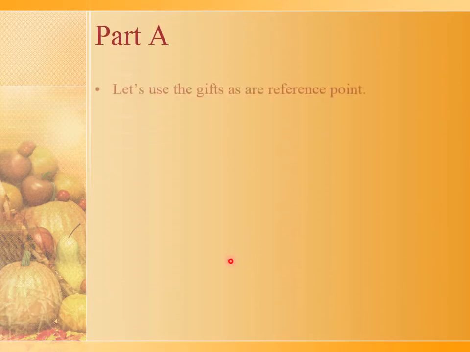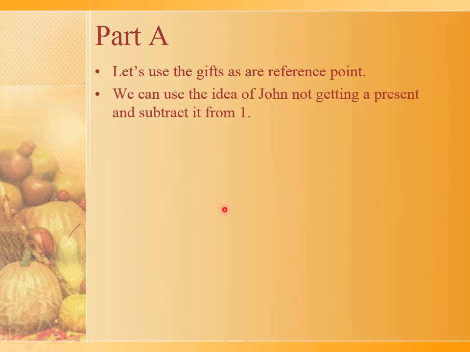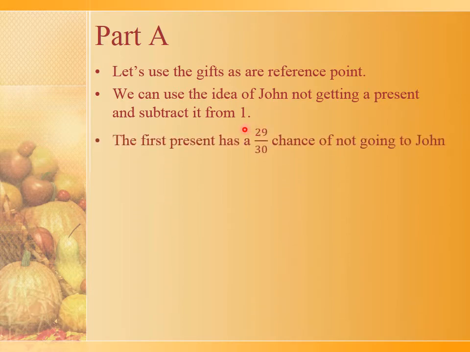So, part A. Let's use gifts as a reference point. We can use the idea of John not getting a present and subtract it from 1, because the probability of John not getting a present plus the probability of John getting a present is equal to 1. So, the first present has a 29 over 30 chance of not going to John. There are 30 family members, and so there are a total of 30 people that the first present can go to. And 29 of them are not John. So that's how we get 29 over 30.